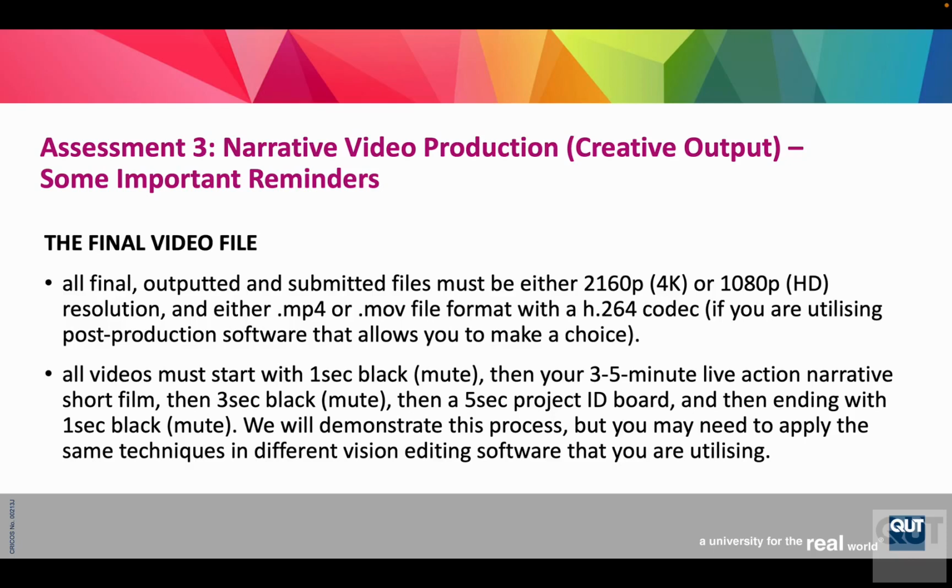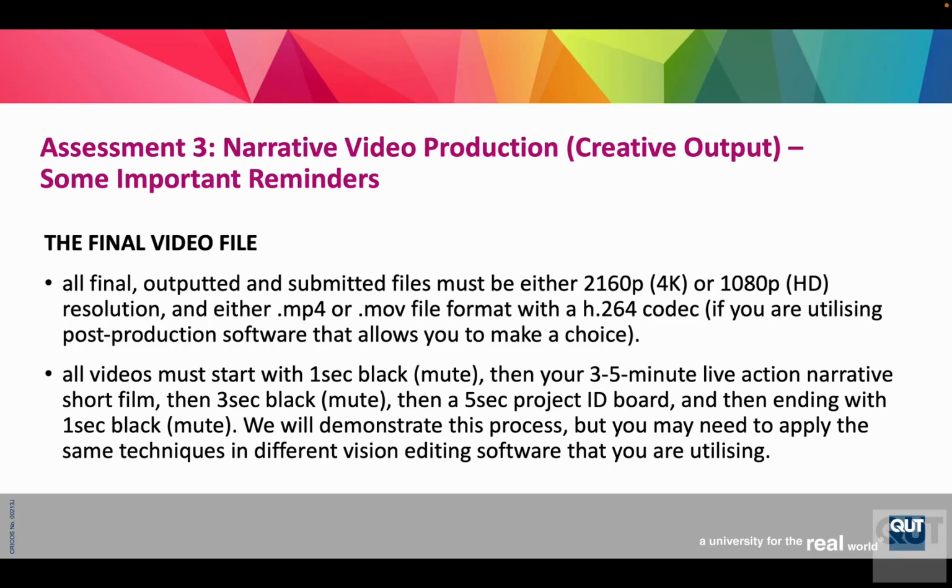Now, when you do it, make sure it's either the 2160p 4K option, or a 1080p high-definition resolution option. It can be either of those two. Then make sure the file format is either MP4 or .mov as two potential file formats. And if you're using software that allows it, choose a H.264 codec. Software like Premiere Pro will give you that option.